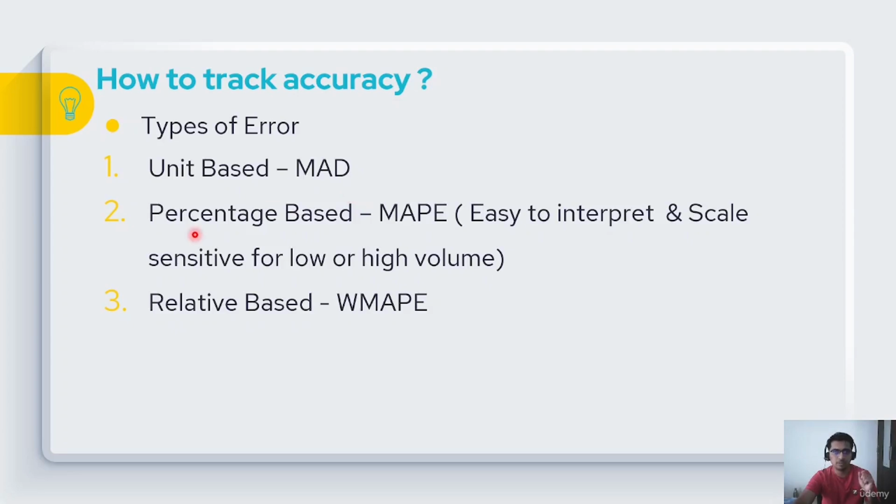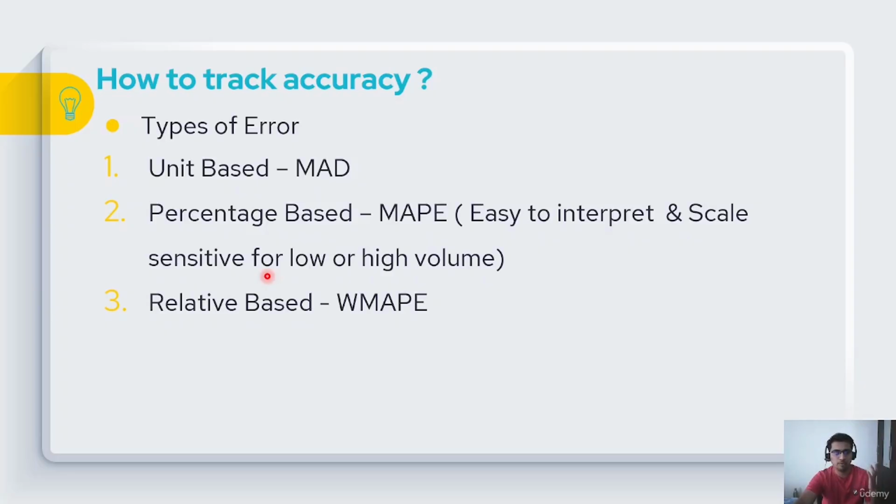Second is percentage based. In this we use the percentage. Percentage happens to be a more easily interpreted KPI, which any layman can understand, even if the person you are explaining to doesn't have any understanding of the product or how the monthly sales of the product are. Still he can interpret, okay, 20% off means how much off it is. One drawback of percentage based KPIs is that they are scale sensitive. A very low or high volume can skew the number very far off.